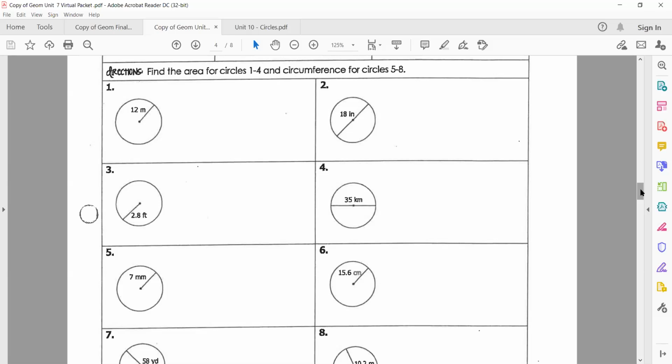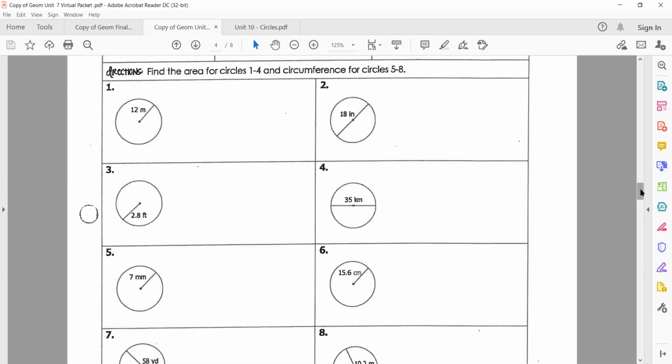What about problem number 2? How would we set that one up? We're still talking about area. So you just take half of 18. Half of 18, and this is one of those problems where I'm just cautioning you. Don't just take pi times 18 squared, because 18 is the diameter. It's not the radius.